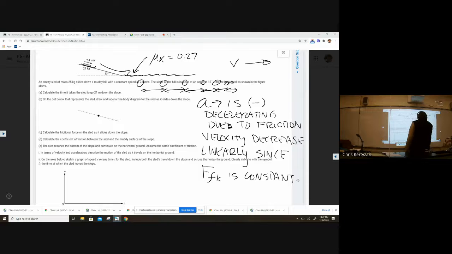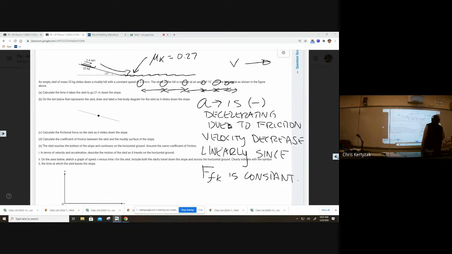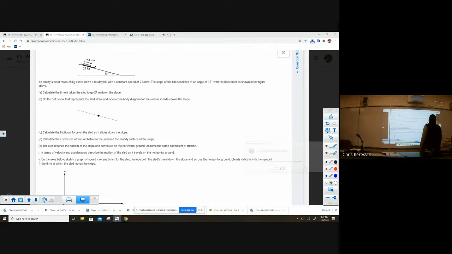All right. And then on a graph below, sketch the graph of speed versus time for the sled, for both the sled's travel down the slope and the horizontal part. Clearly indicate with symbols, like I've always asked you to do, in arrows, TL, the time at which the sled leaves the slope. All right, I think I get the question. Erase this.